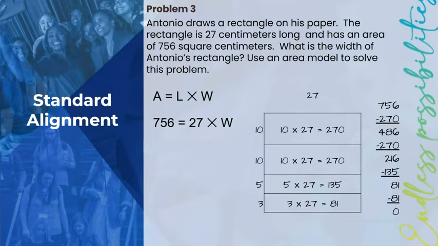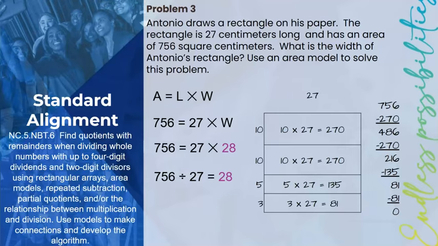To make the width, we need 10 rows, 10 rows, 5 rows, and 3 rows, or a total of 28 rows. So the missing side of the rectangle is 28 centimeters. I can record the missing factor, or 756 equals 27 times 28, or the division equation 756 divided by 27 equals 28. This question is aligned to NC 5 NBT 6.